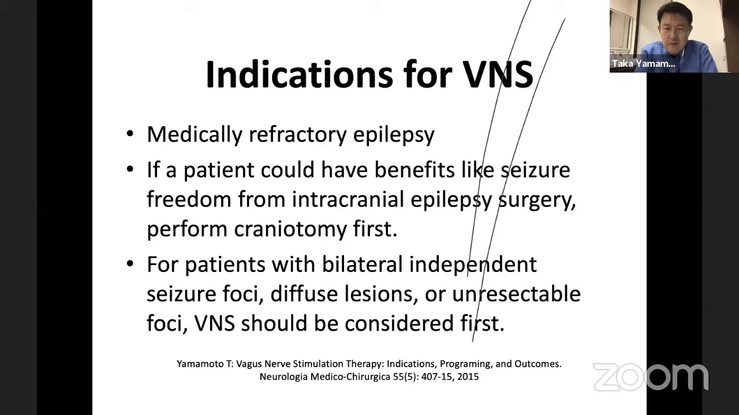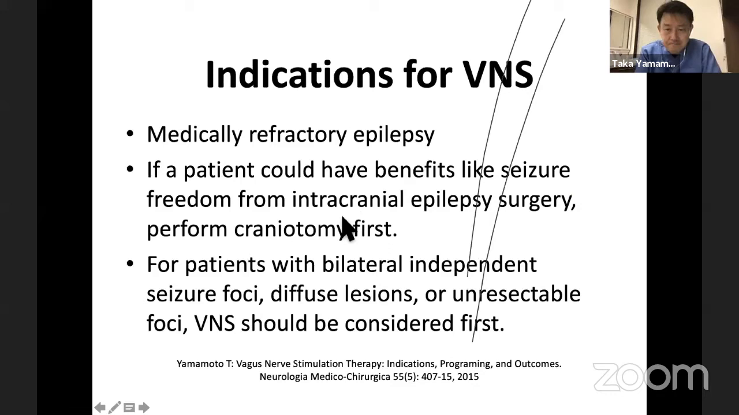In my country, the government pays for the device, and then patients can get reimbursement for this procedure. But I think that in some countries, patients don't get the reimbursement, and this is a problem. This procedure and treatment is very, very good for patients who are not good candidates for intracranial epilepsy surgery.